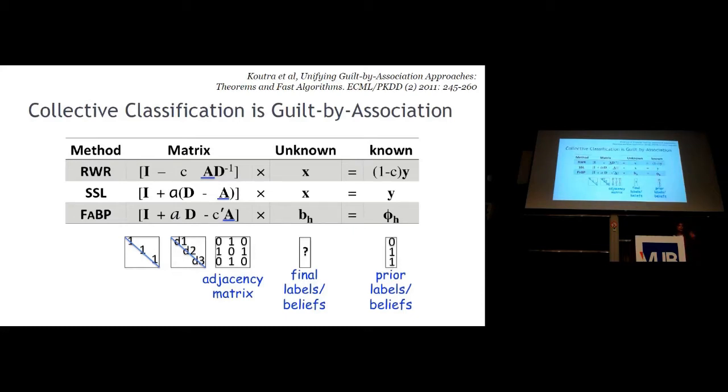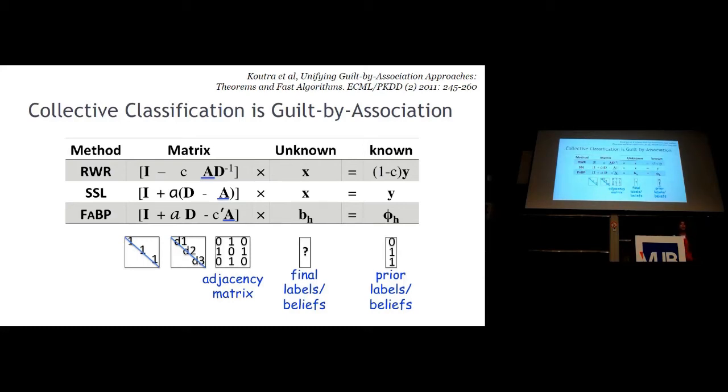And you may think, oh, this collective classification really reminds me of guilt by association, and that's exactly the case. And so there's this nice paper that came out in 2011 that looks at these various ways of doing collective classification. So this is the random walk with restart. This is semi-supervised learning. This is fast belief propagation.